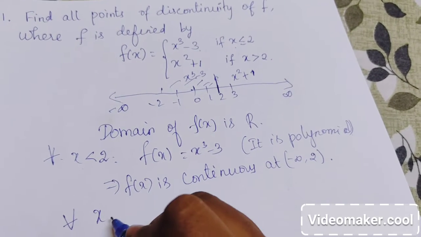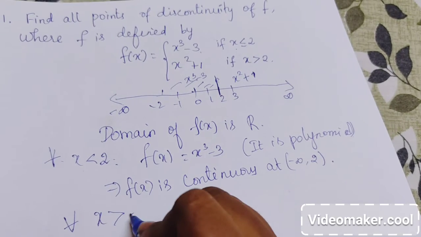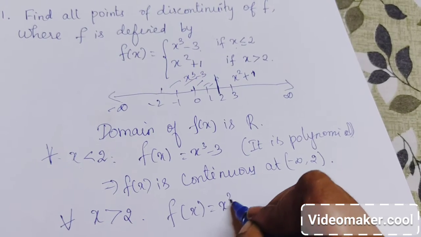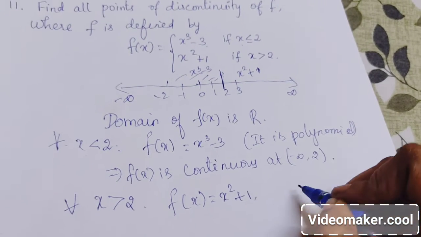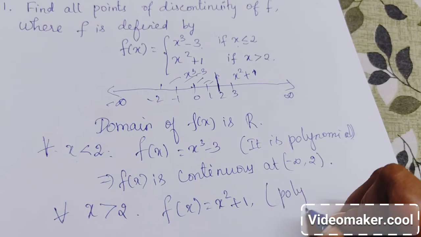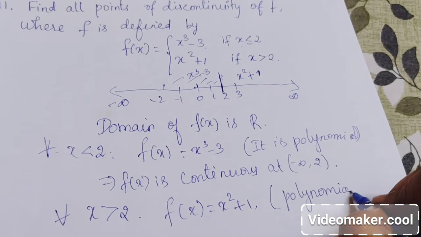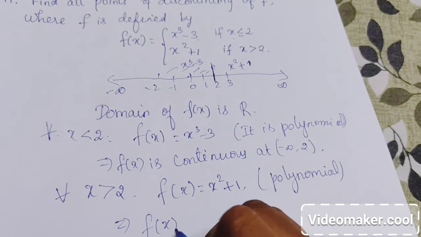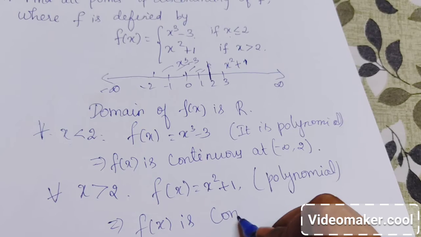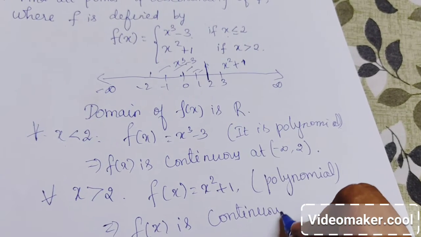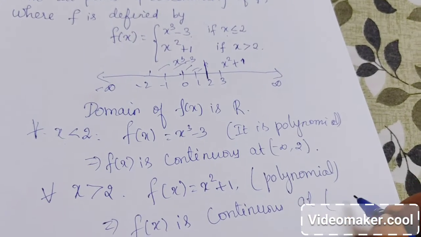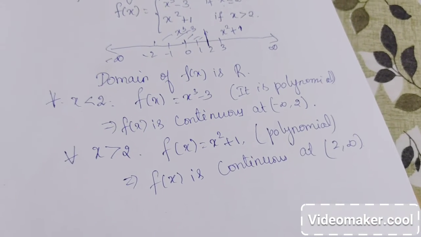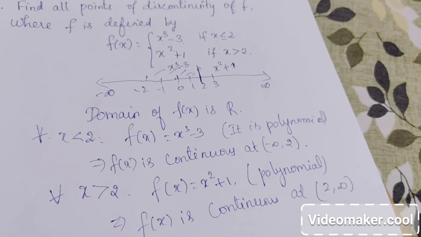Here now we will consider all x greater than 2, where the function is x square plus 1. Again it's a polynomial, so it will be a continuous function, which implies f of x is continuous on 2 to infinity, open interval. Okay, so now we have to consider the continuity at 2.